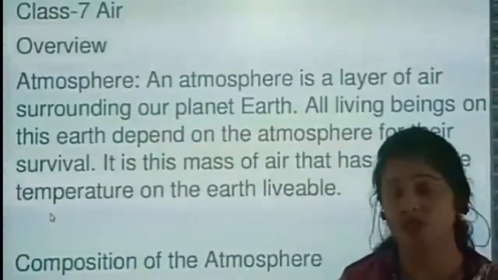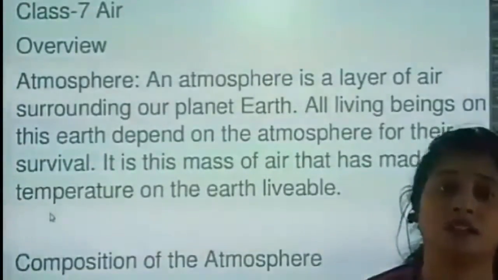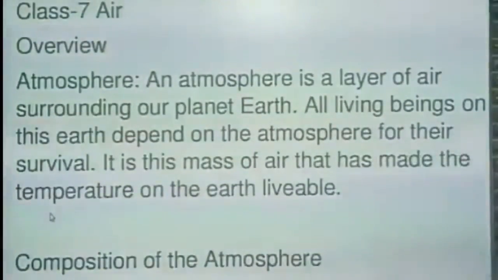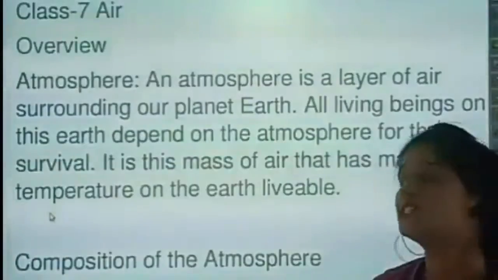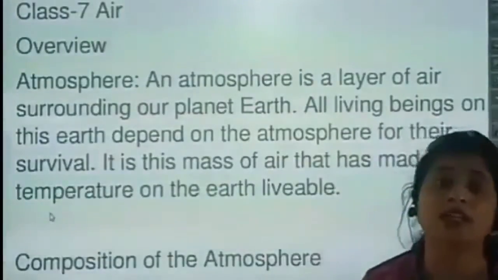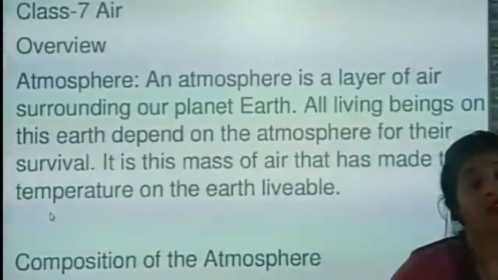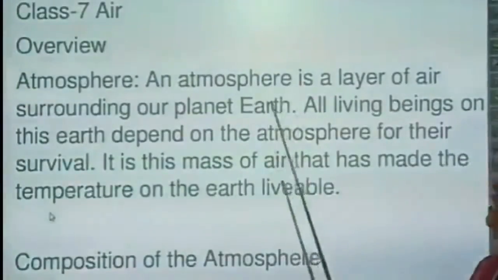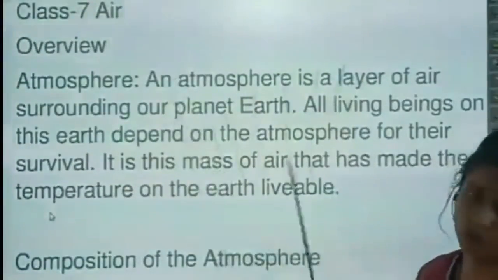If the atmosphere was not on our earth, then what would happen? Life wouldn't exist on our earth. If the atmosphere was not there, we couldn't get gases like oxygen. If we do not inhale oxygen, how can we live? Plants need carbon dioxide, and that is also included in the atmosphere. Plants, animals and other things all need the atmosphere to survive. Life exists on earth because of the atmosphere. So the atmosphere is very essential for our survival and for the earth's survival.